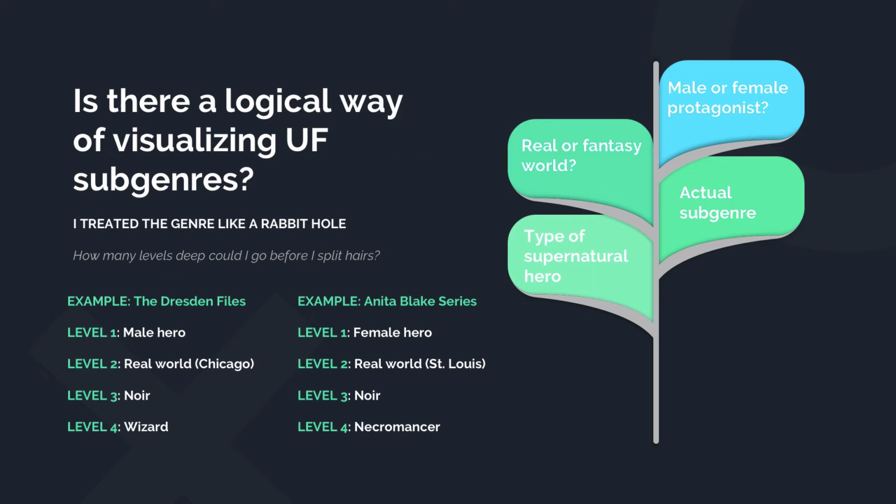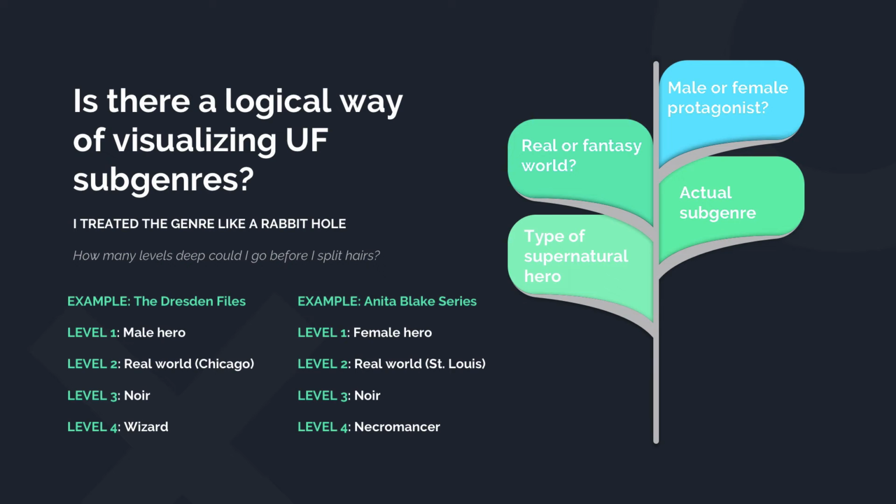To use another example from another best-selling urban fantasy series, the Anita Blake series: here you have a female hero, you have a story that takes place in the real world, which is in St. Louis, and then you also have a crime/noir subgenre or feel to it, and then you have a character that's a necromancer. So to me, that's a very logical way of approaching both of those.